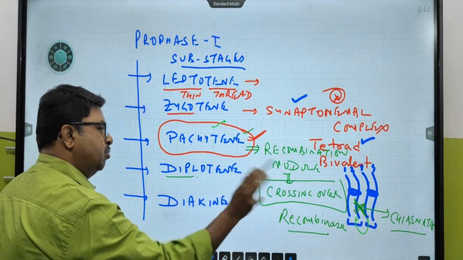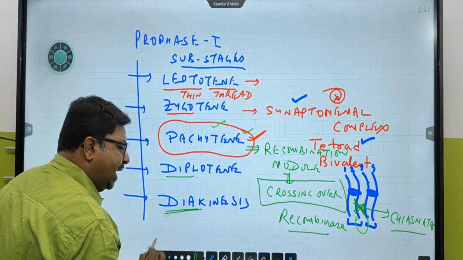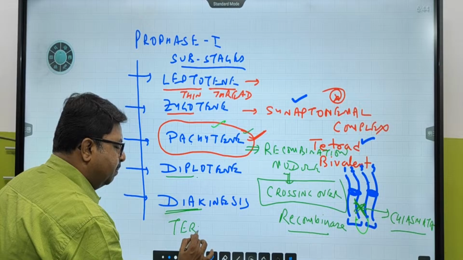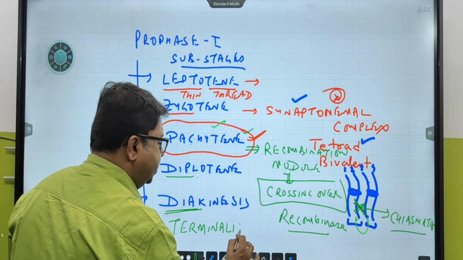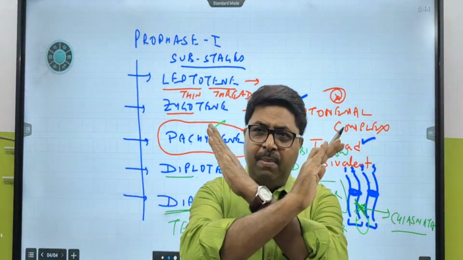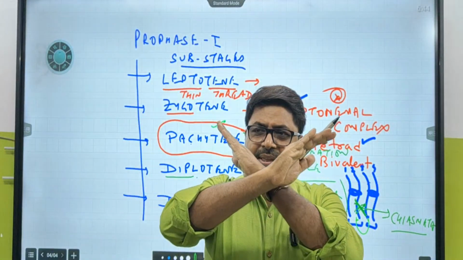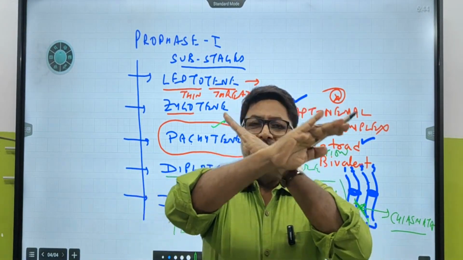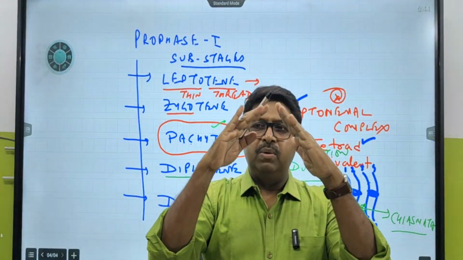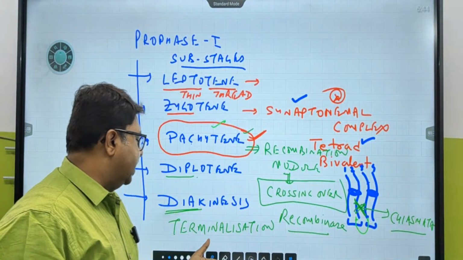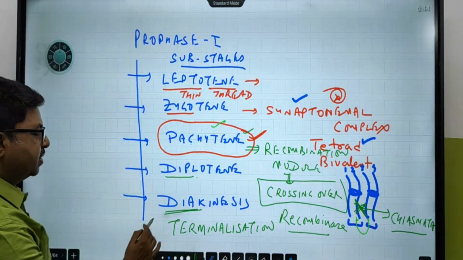Now in diplotene, the crossing over completes. But what happens in diakinesis? Terminalization, you can see in the book, terminalization occurs in diakinesis. That means when they are connected at one particular place, slowly they are going to start separating from each other. The moment they start separating, that is the point when they show terminalization. So in diakinesis, what is most important is that terminalization takes place.